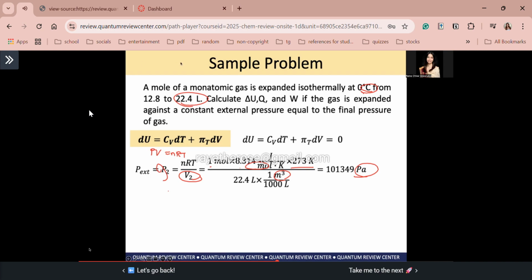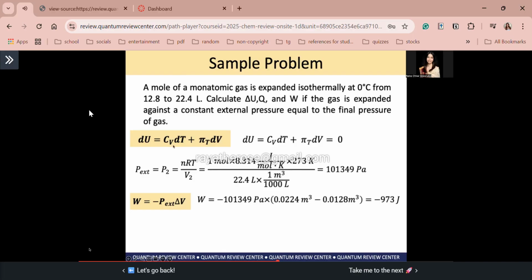And then, guys, we solve for work. Kasi alam na natin yung value for P2. So, now that we know the value for the constant external pressure, Px, we solve for work. Work is equal to negative Px delta V, which is W equal to negative 1,101,349 Pascal times the change in volume. So that's from this 22.4 liters, convert ko lang to meter cubes, minus the initial volume, which is 12.8 liters, which is convert ko lang to cubic meters. Solving, we get negative 973 joules for work.